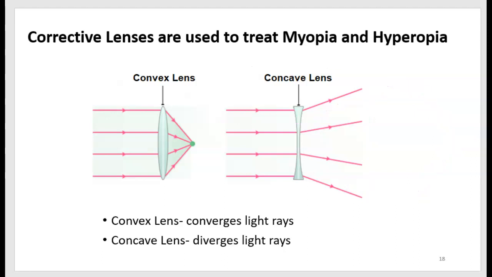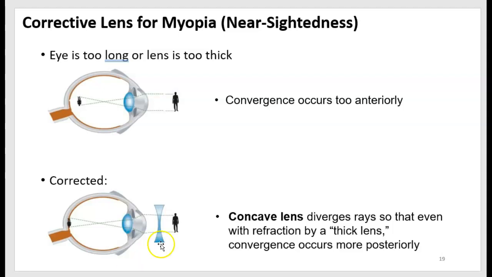Now, why does this help? It helps because the eye is set up for seeing objects that are close by. But what if you're trying to view something that's kind of distant? Well, the rays are going to be bent so much that the convergence point happens very far anteriorly. And so the image that falls on the retina will probably be too big and it'll be blurry.